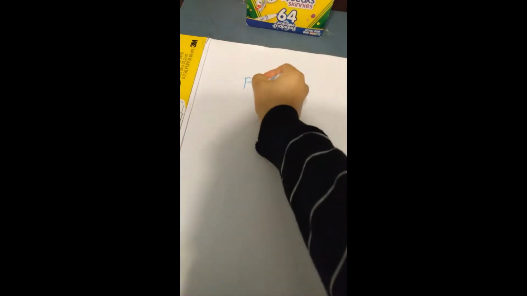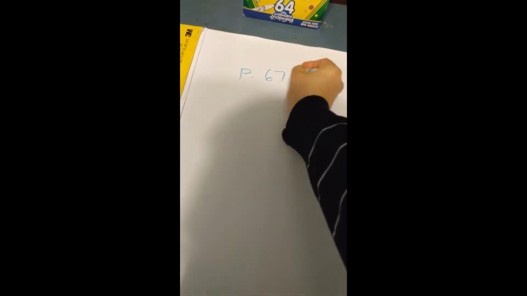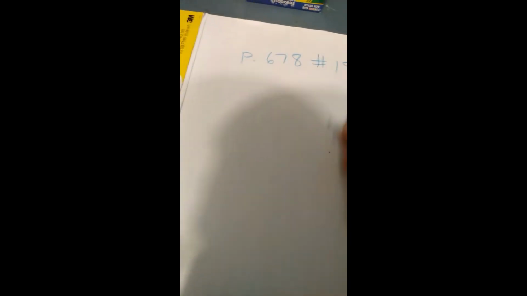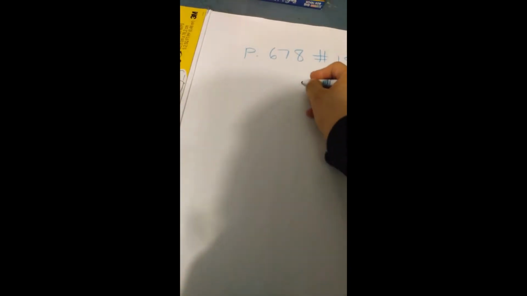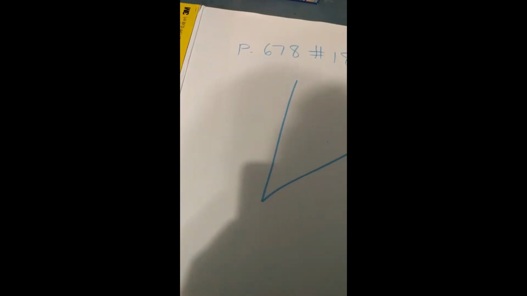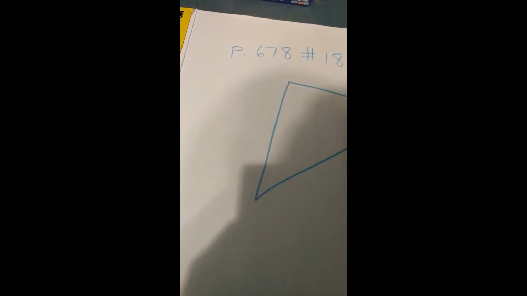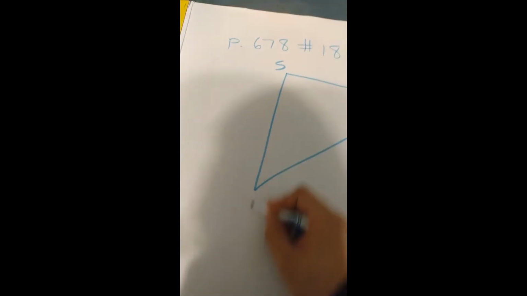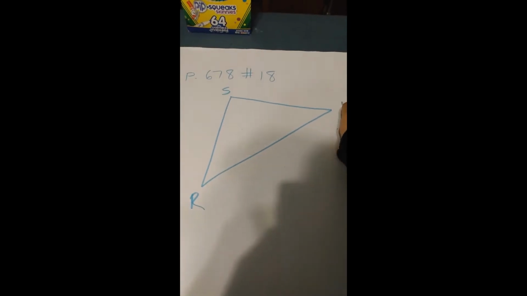So let's do some law of cosine problems. I'm on page 678. I'm going to do number 18. So we have a triangle, which happens to be a non-right triangle. I'm going to label my vertices with capital letters S, R, and T.